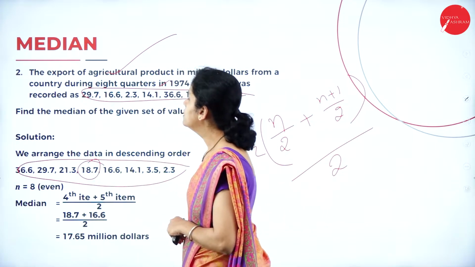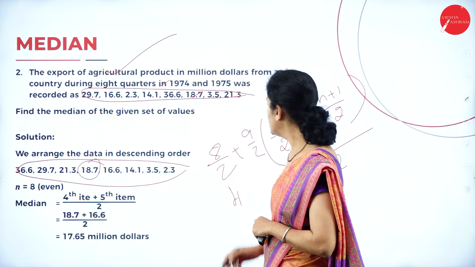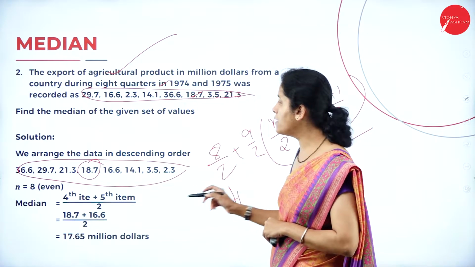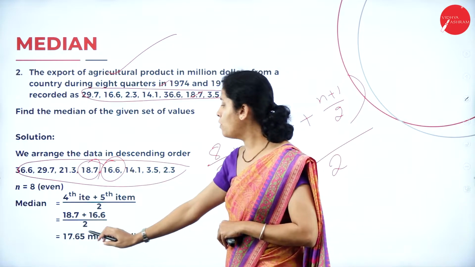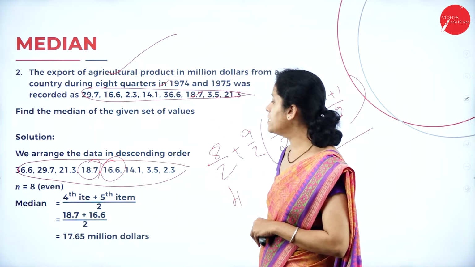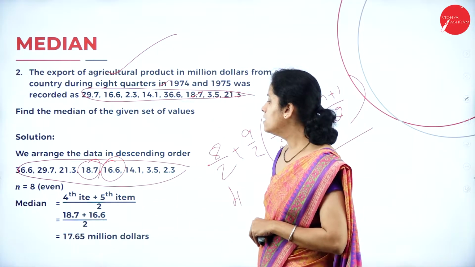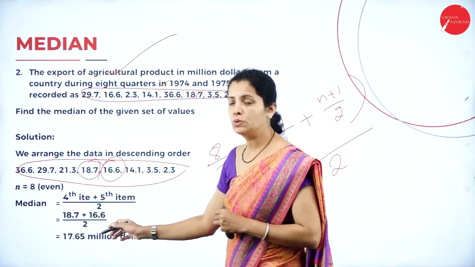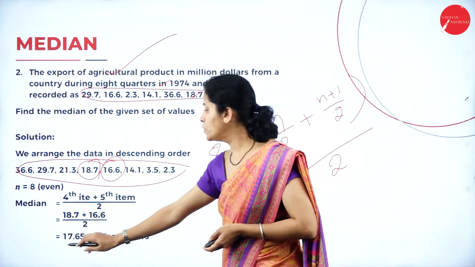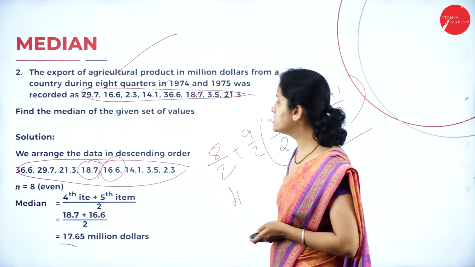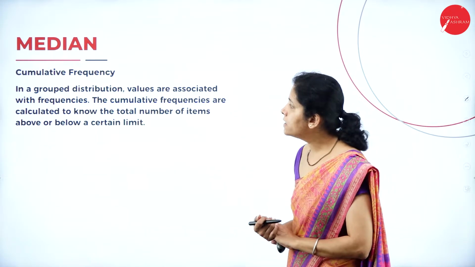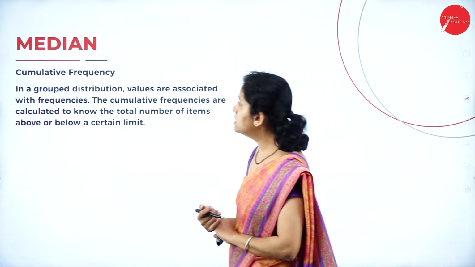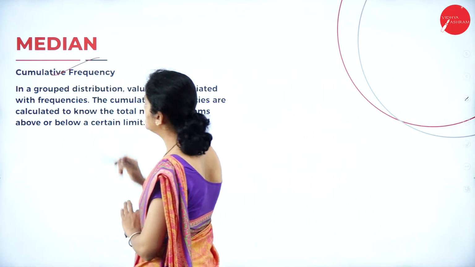It is 18.7, and at 4.5 it is 16.6. And I want to add 18.7 plus 16.6 and divide it by 2. When I divide, I'm going to get 17.65.